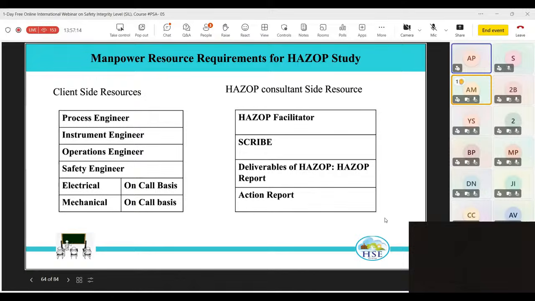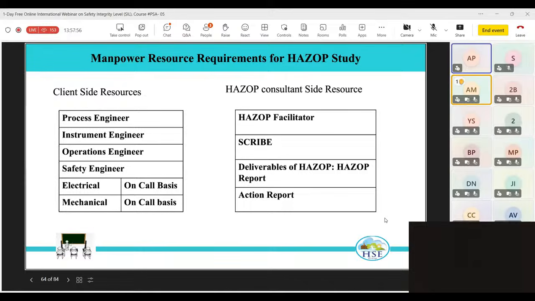And one golden rule for HAZOP is that no double jeopardy scenarios shall be discussed. Means if this will happen and this will also happen, two hazards at a time, two consequences at a time will not be discussed, only one by one. As Apurva said, double jeopardy normally is not discussed. Suppose the client wants to discuss it, then there are special sessions, and in today's session, we are not going to consider double jeopardy. We will restrict it to one single consequence at a time.